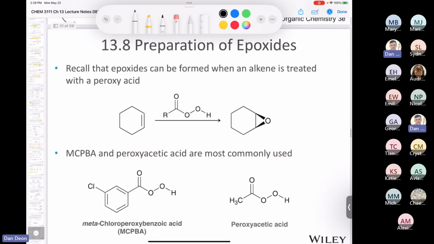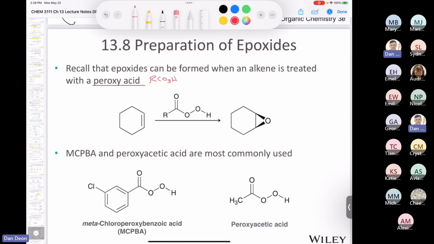Well, let's switch gears and get into section 13.8, get back into some reactions, some synthesis. And so we're going to talk about the preparation of epoxides. How do we make an epoxide? Well, you already know one way of doing it, right? Is to take a peroxy acid, which has the formula RCO3H. And there's two peroxy acids that you need to know. One is MCPBA, right?